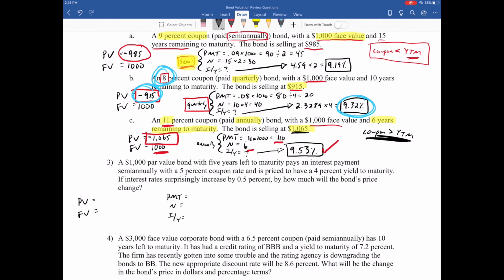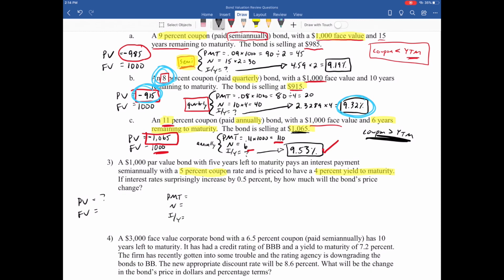And once again, we can get an idea as to whether or not this bond's price should be greater or less than $1,000 by comparing the coupon rate and the going rate out in the market for bonds of similar risk. So since this bond is offering a 5% return and bonds of similar risk out in the market are offering a 4% return, this bond is going to be selling at a premium since it's offering a higher interest rate than other bonds of similar risk. So we should get a price or a present value here that is greater than the par value of $1,000.